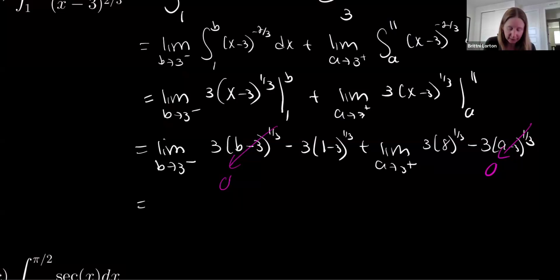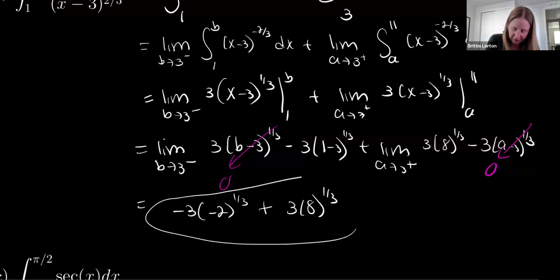Sometimes it ends up being infinity, let's say. But I ended up with just -3. Sorry, I don't know why I changed the color. I ended up with -3 times -2 to the 1/3 plus 3 times 8 to the 1/3. Feel free to simplify or get a decimal. Ta-da. Sometimes that will end up diverging, though. It does happen. It's very, very possible that you can have an example that diverges.